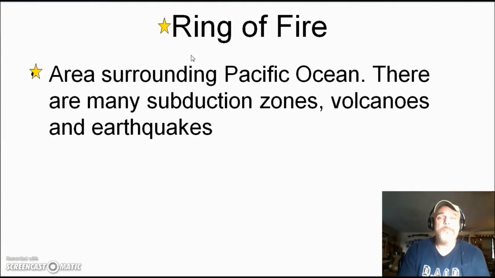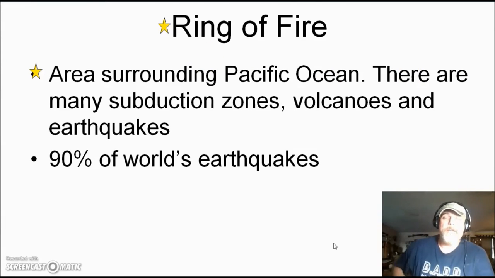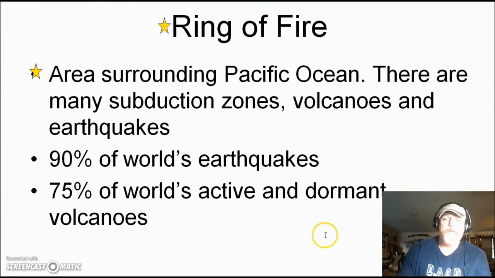The area surrounding the Pacific Ocean, there are many subduction zones, volcanoes, and earthquakes. Just about 90% of the world's earthquakes occur here in this area. And roughly 75% of the world's active and dormant volcanoes will be found at the Ring of Fire.